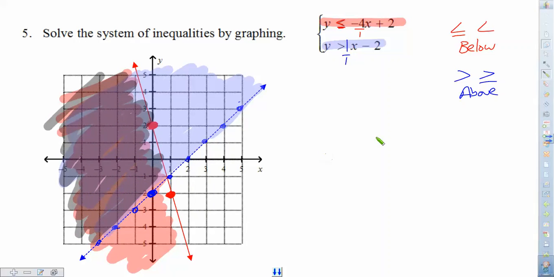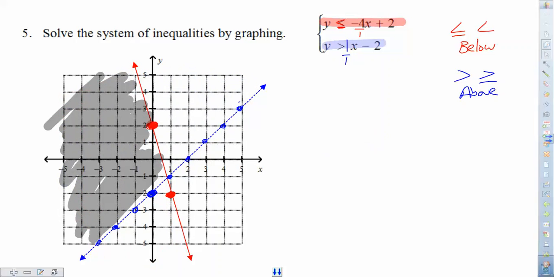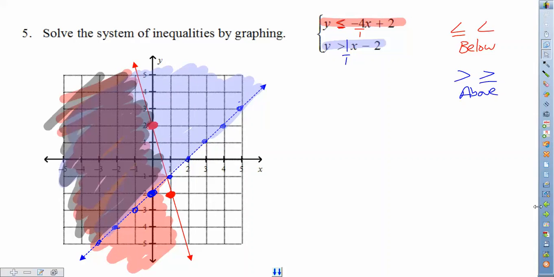Many of you have also just simply only shaded the solution region, which would look something like this. You give me something like that, that works too. Notice that we are below the red line and at the same time above the blue line, and we've put the right boundary lines on those. Okay? So either one of those two ways is a way that we can show that solution, like this or like that. Either one works.